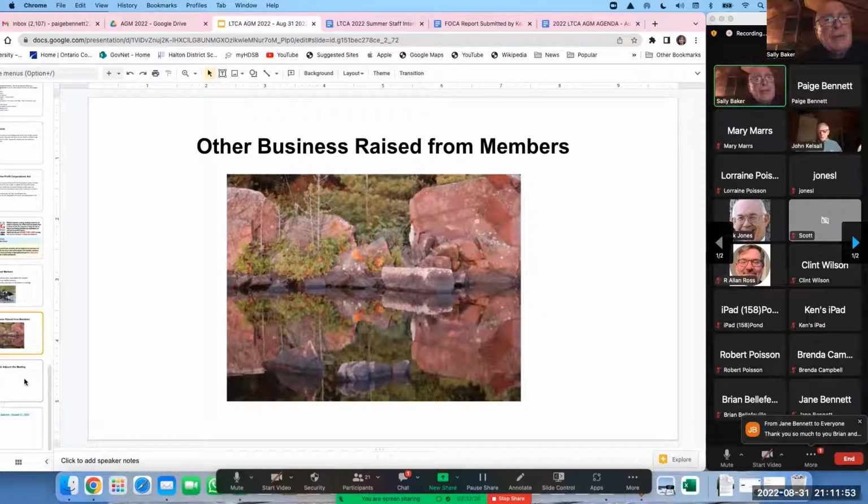Paige has done a wonderful job here with her sister Jane in putting these slides together to make us focus a little bit more and see things right in front of us. A picture's always worth 1,000 words, as they say. And so thank you, Jane and Paige, for doing that. Anybody have any wrap-up comments before we ask for a motion to adjourn?